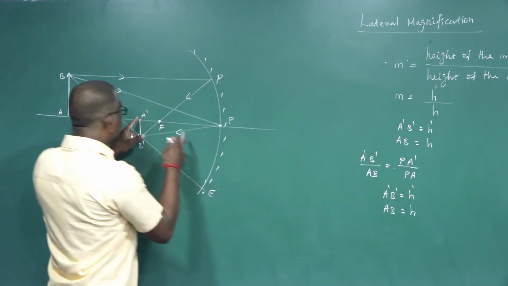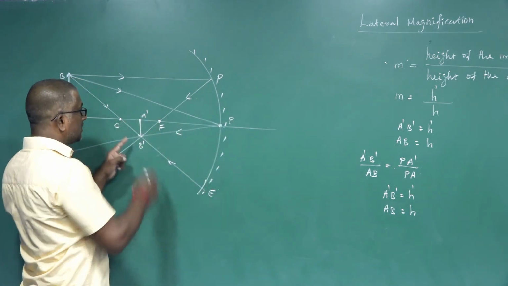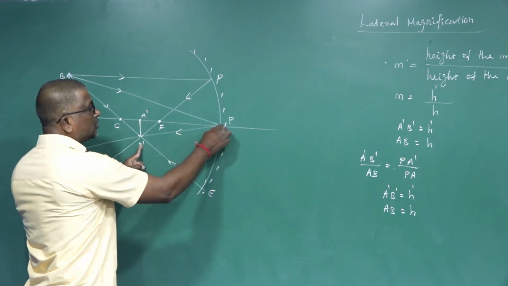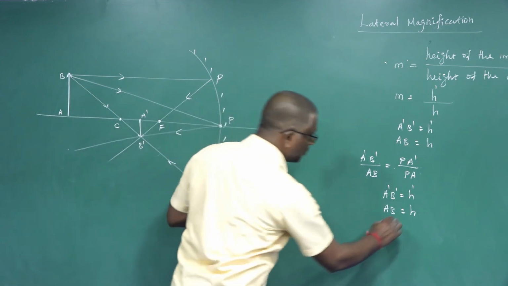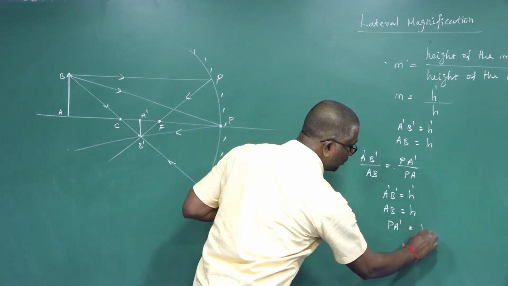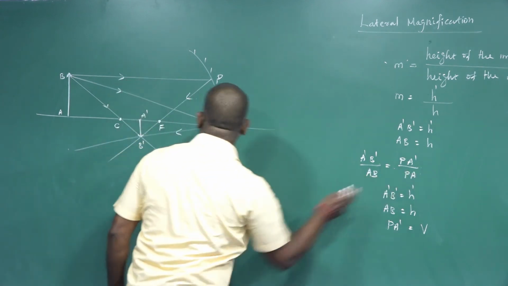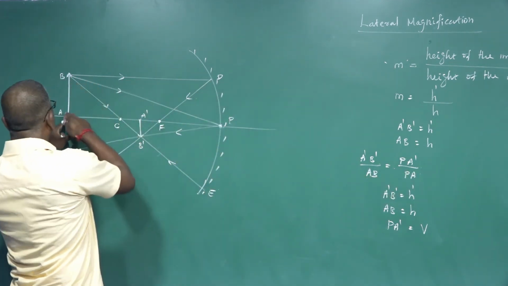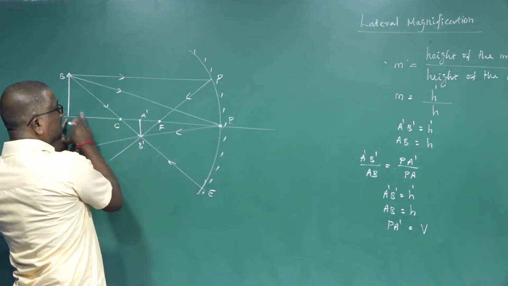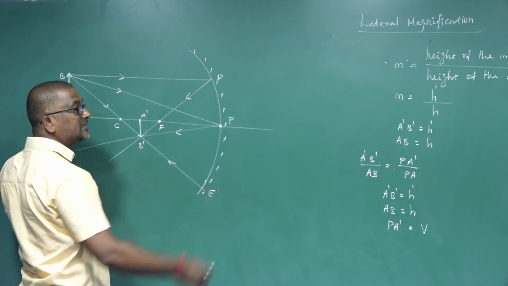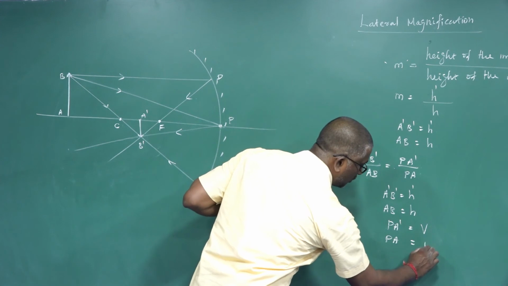Here PA' is the image distance, because A'B' is the image. This is the pole. The distance between the pole and the image is called the image distance. So PA' is equal to v. Image distance is represented by the letter v. And next, PA is the object distance, because this is the object, this is the pole. The distance between the pole and the object is known as the object distance. Object distance is represented by u. So PA is equal to u.